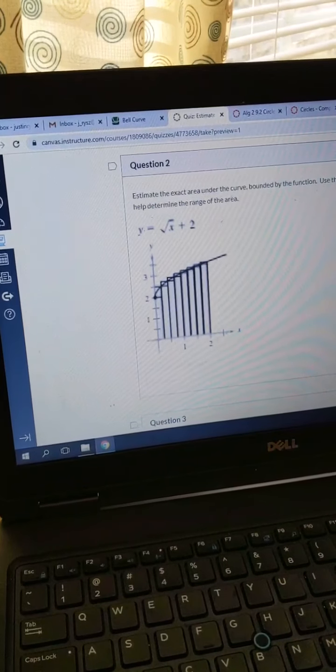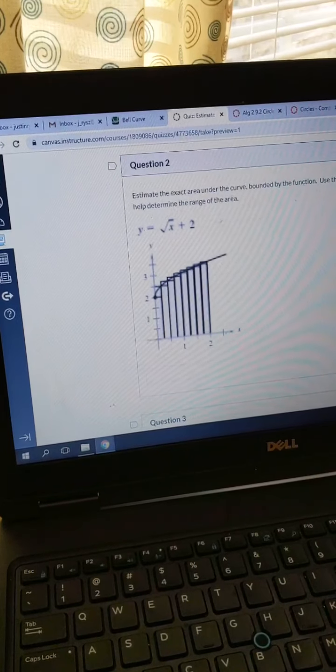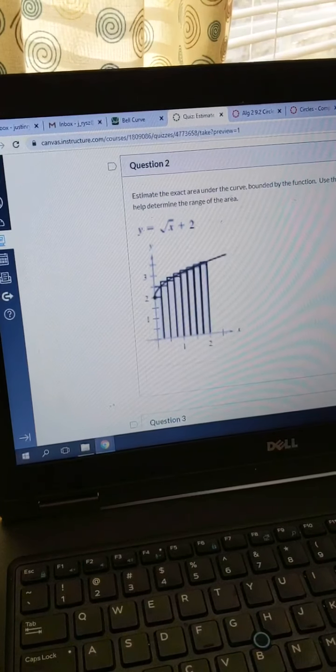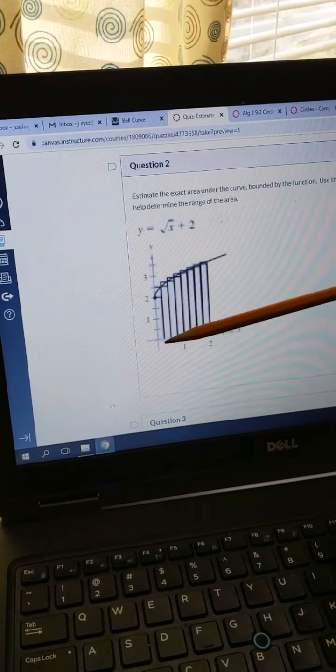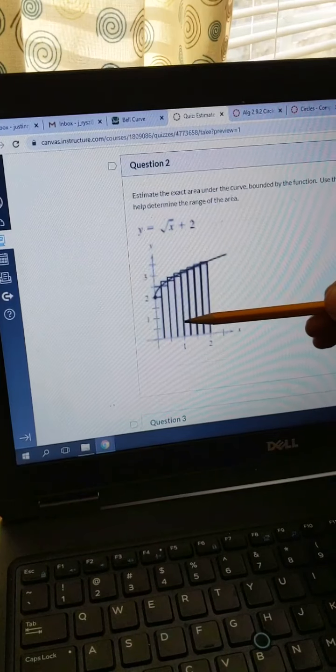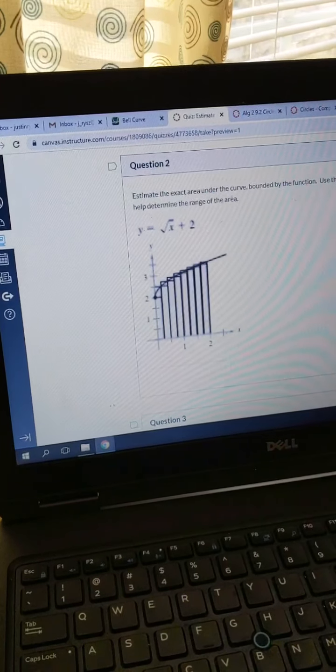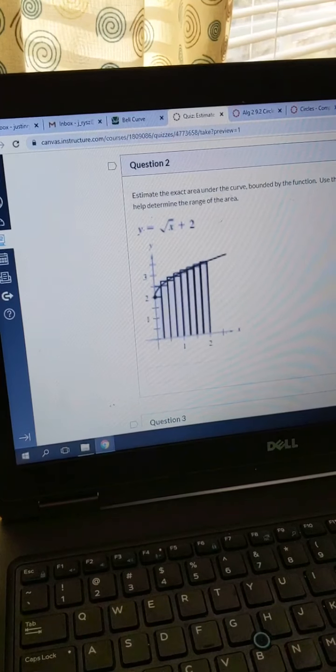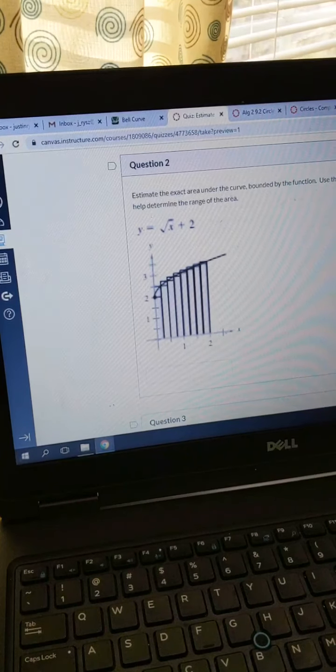So this next problem, we'll do the same thing. We just got a whole bunch of boxes. If we look, how many do we have? We have from 0 to 2, and we have 1, 2, 3, 4, 5, 6, 7, 8 boxes. Should be fun. Big list that we're going to make here. So that means each one of these boxes has a width of 1/4.